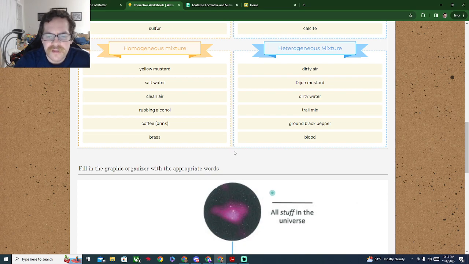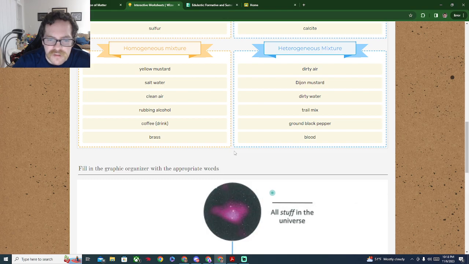But when you look at the mustard part, what we actually view as the mustard, not the water that comes from probably the condensation in a refrigerator, that's homogeneous. You can't tell one part of the mustard from another. Same with salt water. We know that it's water with salt dissolved in it, but we can't tell the difference between the salt and the water.